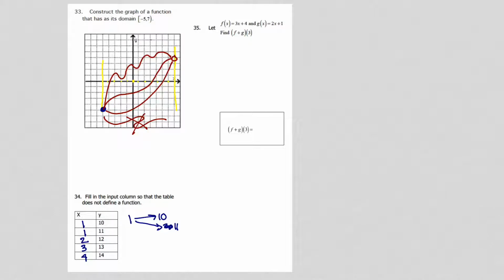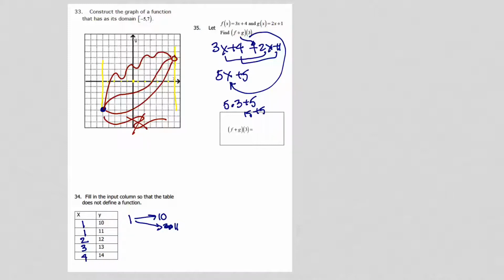Now in 35, our last problem, we did not actually do this, but what do you think f plus g is? Here's f, here's g, f plus g. So here's f, 3x plus 4, plus the g, which is 2x plus 1. Let's add these together. 3x and 2x is a 5x. The 4 and the 1 is a 5. And then what we want to do is evaluate this at 3. So why don't you just put a 3 in there? So 5 times 3 plus 5, 15 plus 5 is 20.